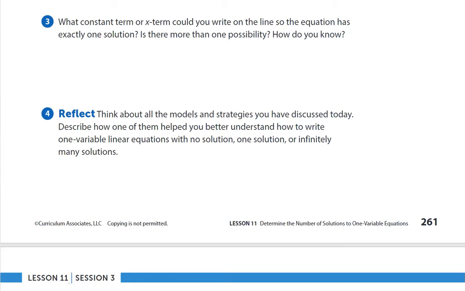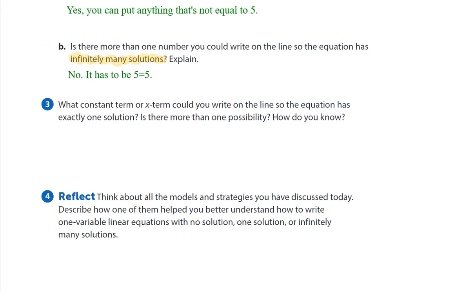Remember, constant term is the number that's not with a variable. It's on its own. It has a constant value. What constant term or x term could you write on the line so the equation has exactly one solution? Is there more than one possibility, and how do you know? Okay, well, we can put a lot of things, right?